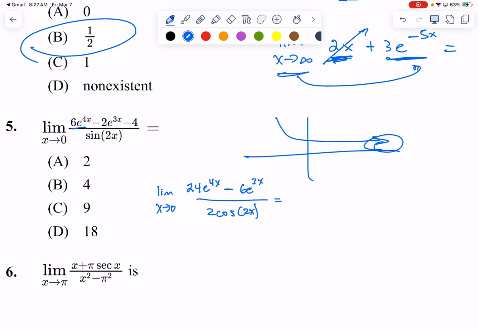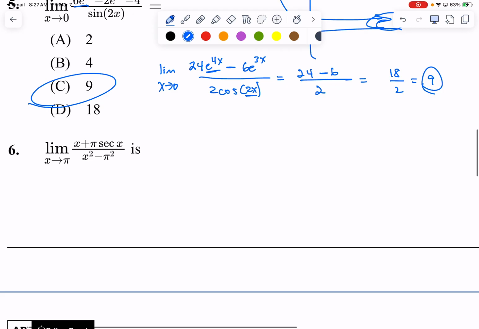Plug in 0. E to the 0 is 1, so that's just going to be 24 minus 6 over, what's cosine of 0? 1, so that'll just be a 2. So we're going to have 24 minus 6 is 18. 18 divided by 2 is what? 9. Answer C. And last one.